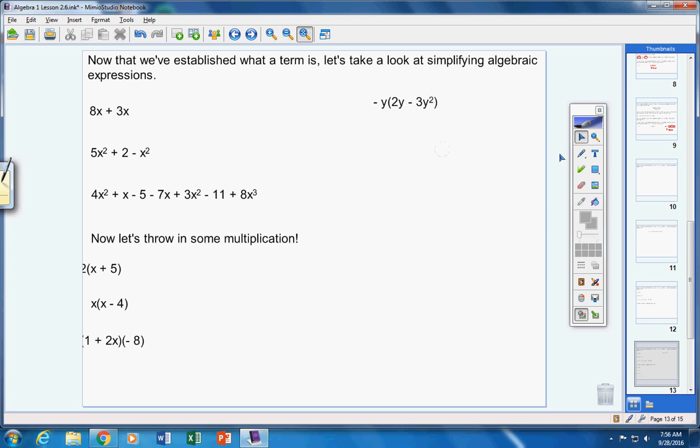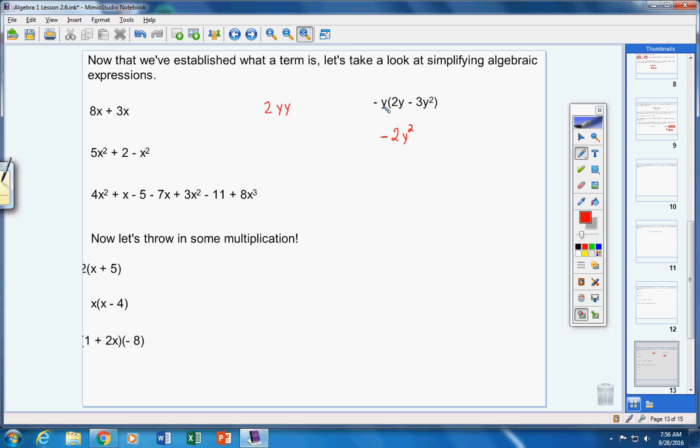Okay, now we have a negative y right next to the parentheses, so we know they're multiplying. There are no like terms here that we can combine. So let's go ahead and take our negative y and let's multiply that through. Alright, so here we go. I have a negative times a positive is negative. Y times 2y. Now think about that. Y times 2y would be 2y squared.